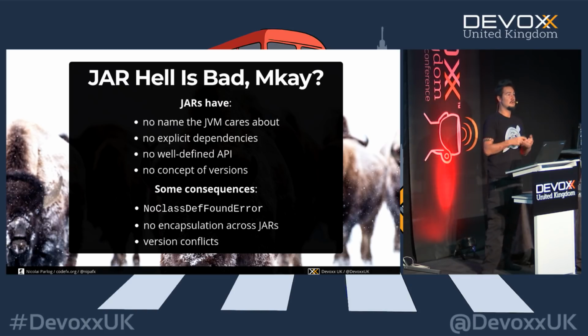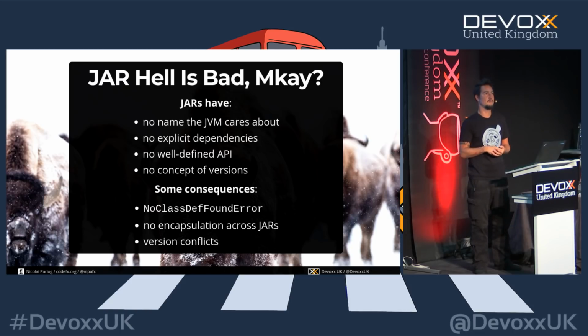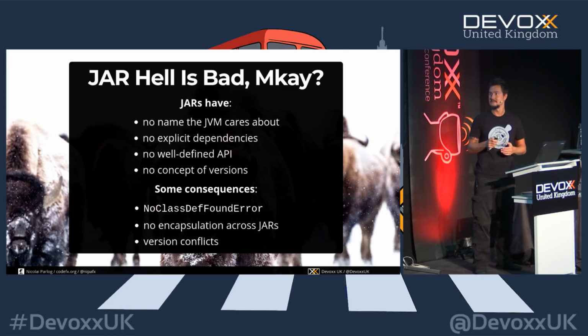And also, there was no concept of versions. You had Guava 19 and Guava 21 on the class path, and then it's basically a flip of a coin what happens. Some of these consequences were like the NoClassDefFoundError when a dependency is missing, or you get no encapsulation across jars. If you have a library, then everybody was free to use all the internals that they wanted to. Even if it's not public, they could just use reflection and do it anyway. And of course, you had version conflicts.